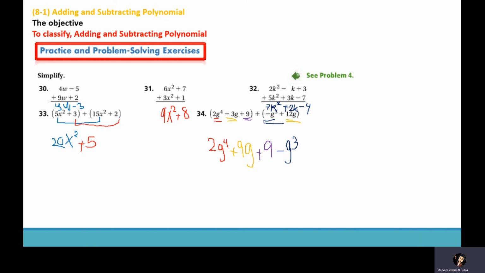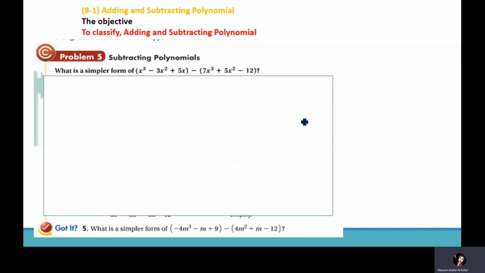Now, let's move to subtracting polynomials. It is exactly the same idea. You don't need to worry about it. But there is a very important thing you have to focus on: distributing this negative. So once you subtract, distribute first, then deal with it exactly the same as addition. Maybe there is another way in the book, but this is much easier for you to avoid confusion.